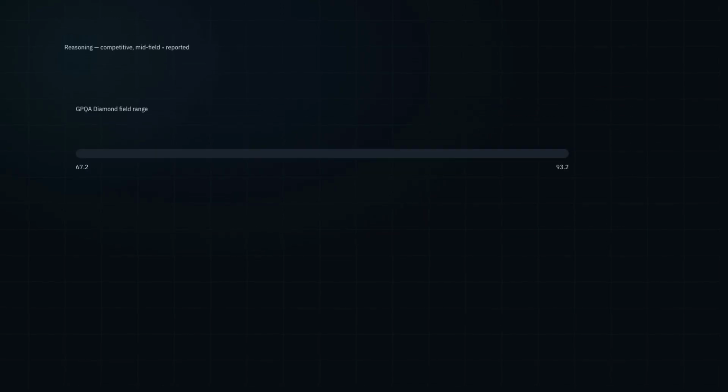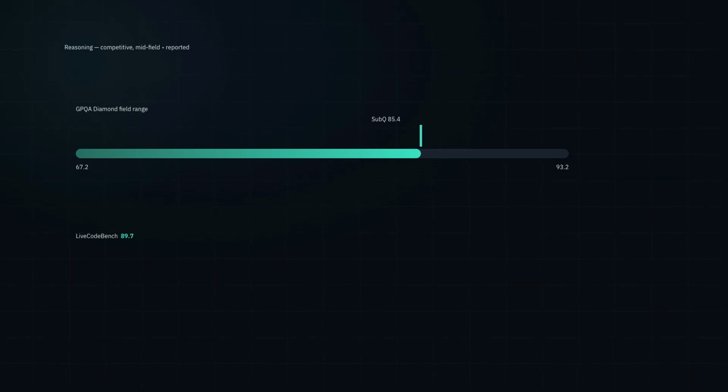On reasoning, they report GPQA Diamond at 85.4 and Live Code Bench at 89.7. That's competitive midfield, not frontier beating. But it's holding that line while spending a fraction of the compute. So what does that let you actually build? One prompt, the whole code base. Entire repositories, complete artifacts, and long-lived agent state, all in a single context. No chunking, no retrieval hacks, no memory tricks.